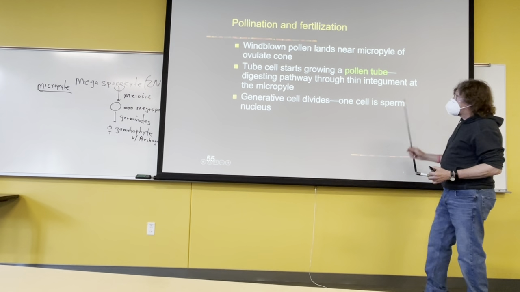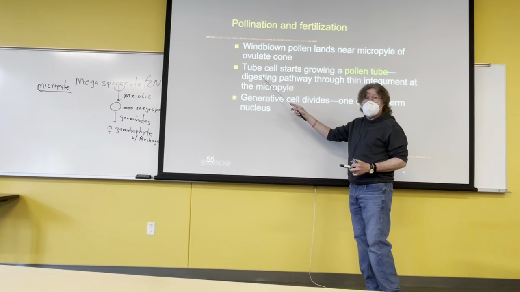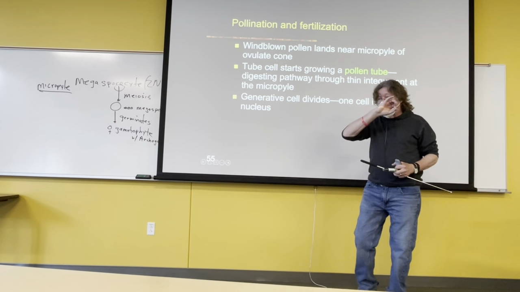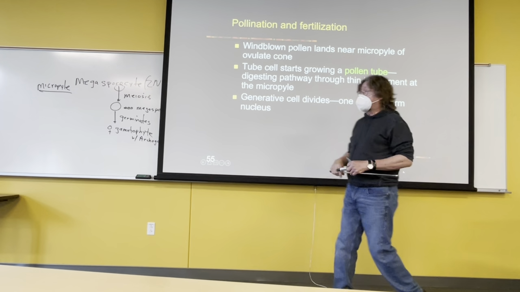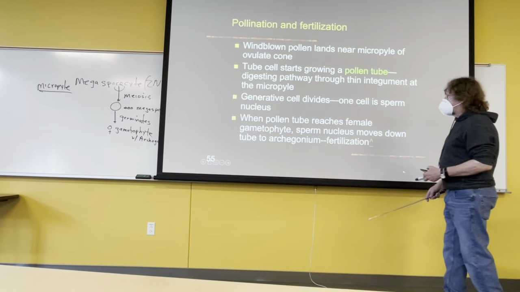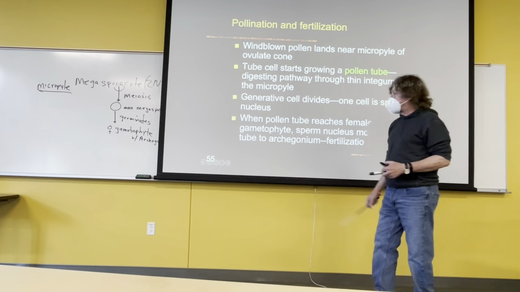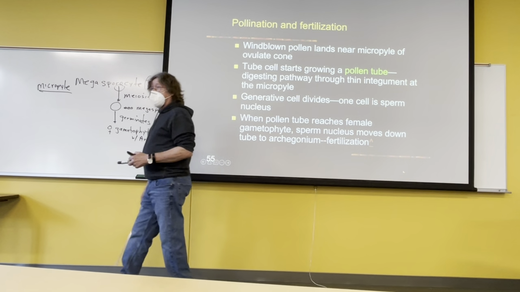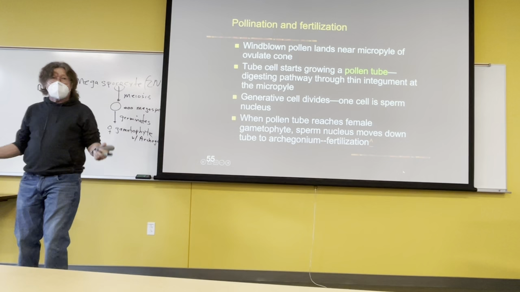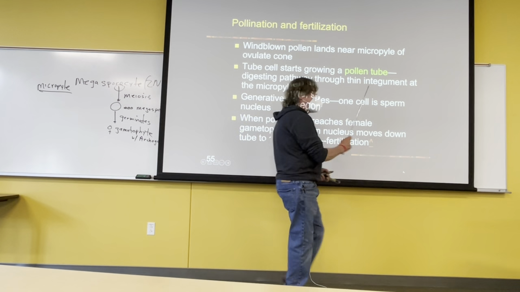Okay, so one of those sperm nuclei is there, and it moves down the tube nucleus. The tube nucleus has cytoplasm that it can move through, and it will move down, penetrate into the female gametophyte, where the egg is, and the sperm nucleus will be released into the archegonia. And then we get fertilization, and that produces the zygote.